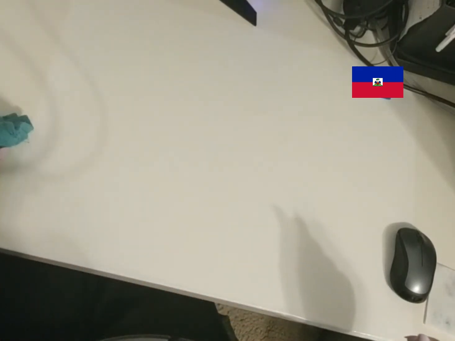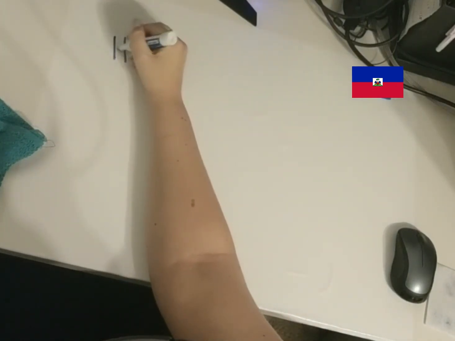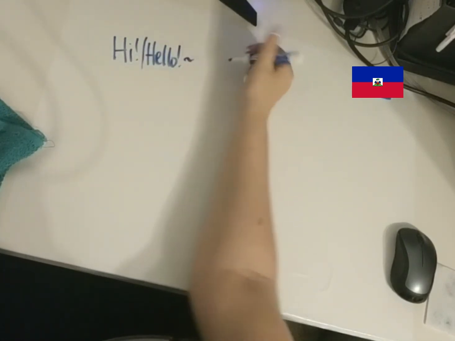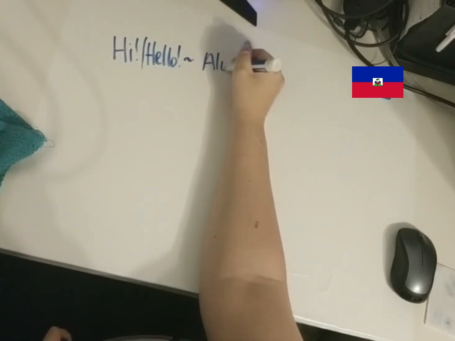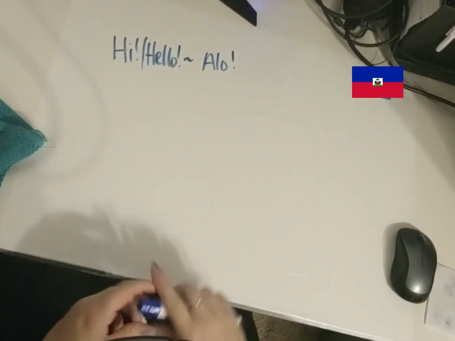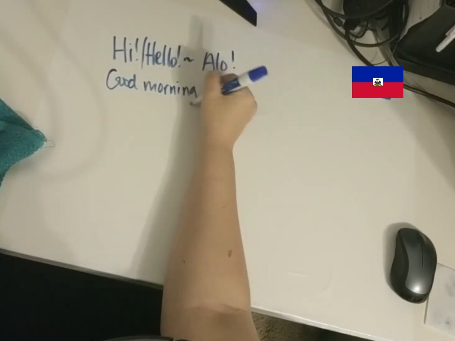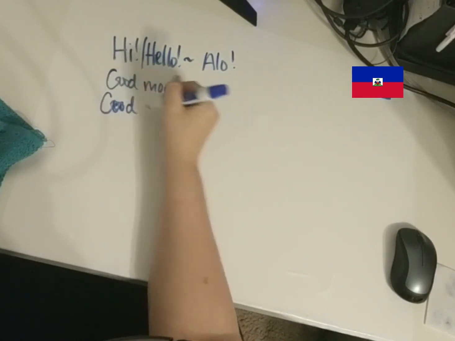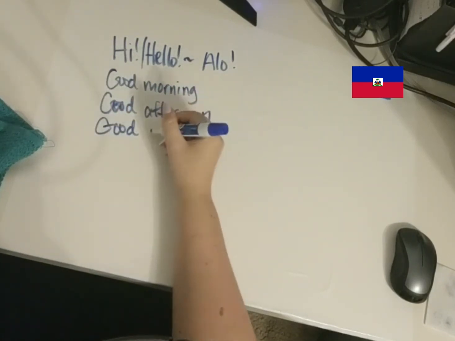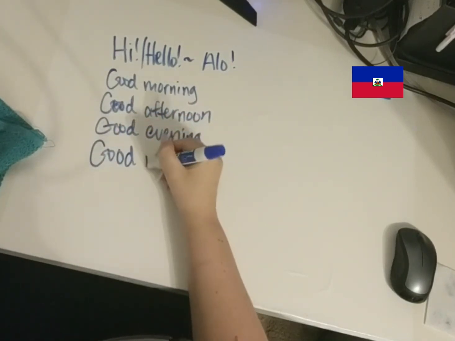Let's say some phrases to close out the video. So let's say hello. It's like hi, hello is allo. Easy, right? Allo. Exactly. Let's go a little specific and do good morning. Good afternoon. Good evening. And let's do good night too, because it's easy to say. At least I think so.